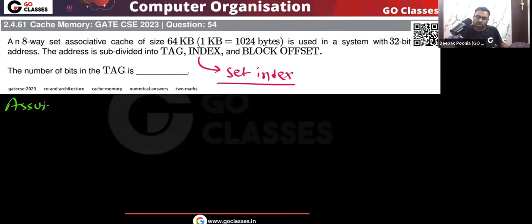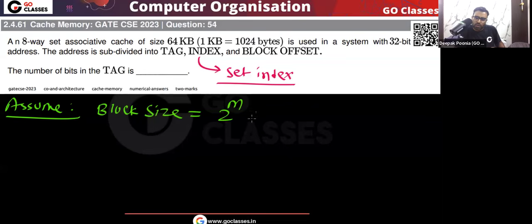Yes or no? Let's assume for a moment that the block size is 2 power m bytes. Okay, this is the block size, let's assume. So now you tell me, for block offset, how many bits do we need?